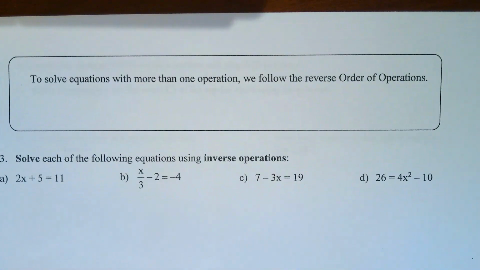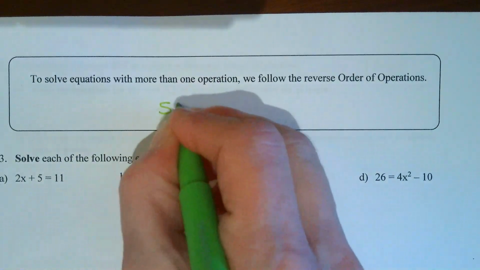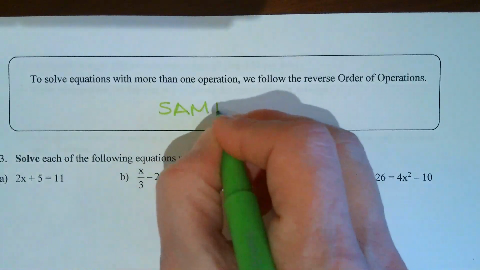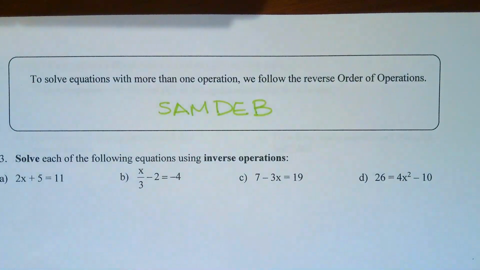Okay, so to solve equations with more than one operation, essentially we're going to do BEDMAS backwards for the most part. So we use SAMDEB. Basically it means we undo the equation in the opposite order that we use BEDMAS.